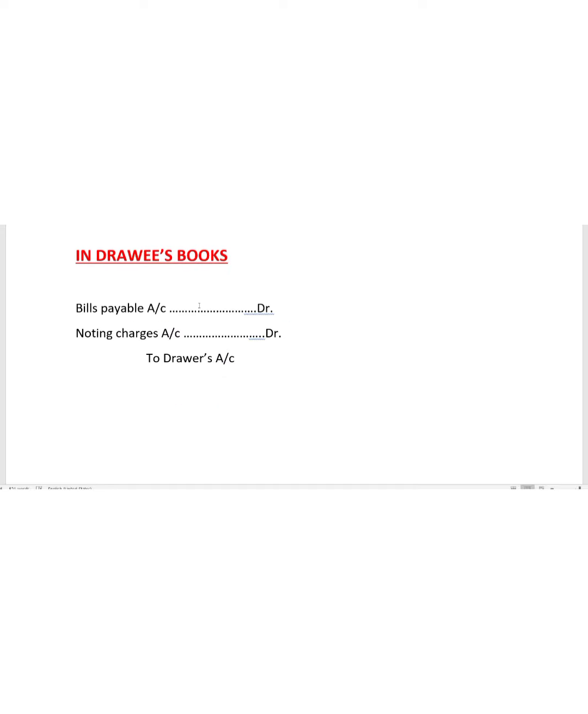And in drawee's book, what entry will pass when the bill is getting dishonored? Bills payable account debit, you are getting back the bills payable, noting charges, which is an extra expense you have to pay, and to drawer's account, from whom you are getting the bill of exchange. This is the holder of the bill. So this entry will pass in drawee's book when the bill is getting dishonored.